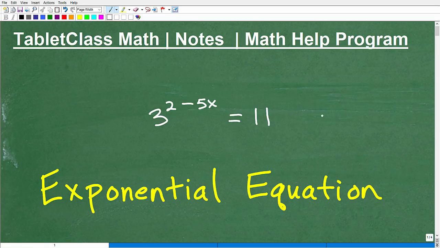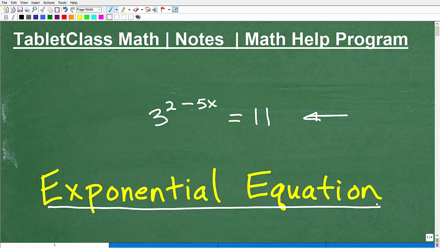Okay, let's solve this equation. And what type of equation is this? Well, it says right here, this is an exponential equation, and that is correct. Now, why is this an exponential equation? Well, it's an exponential equation because the variable x is right up here sitting in the exponent.